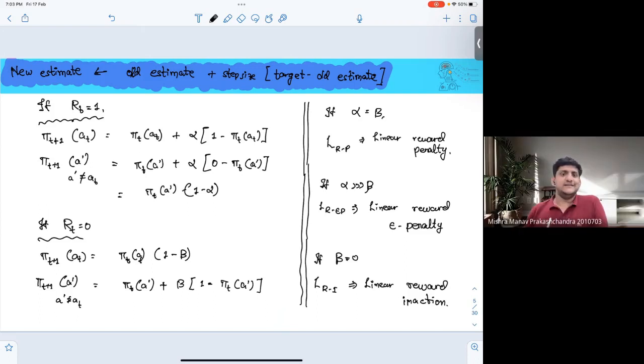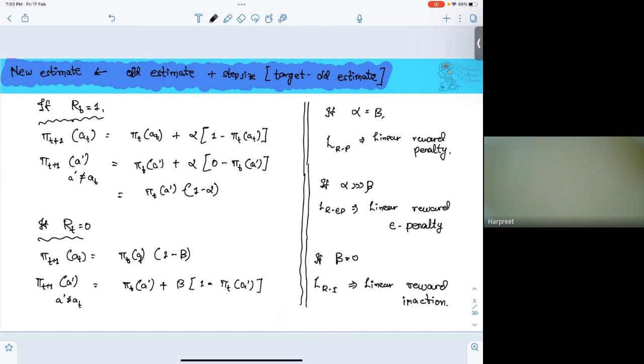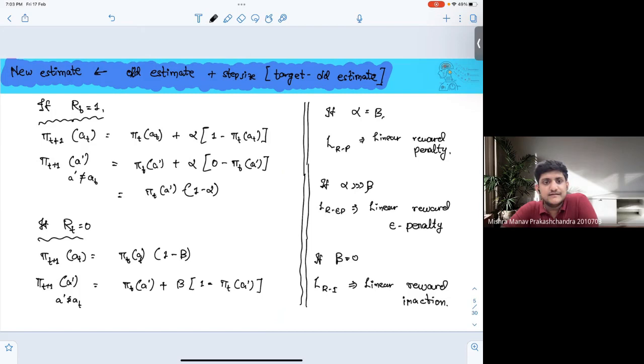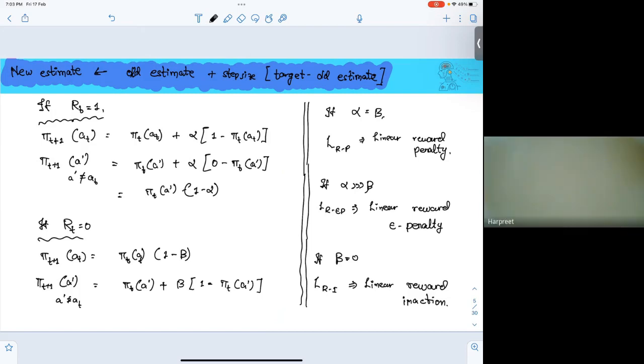I am updating the probability of that particular action, which... Yes, that's true. That's true, right? So yeah. Your second statement is A dash is not equal to AT. That is any other action but AT. Yes. Okay, understood.